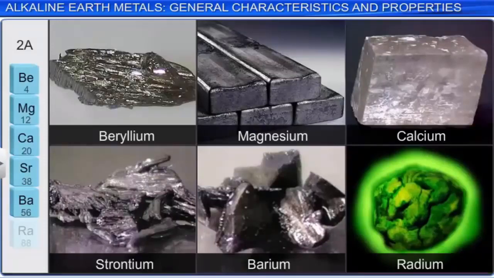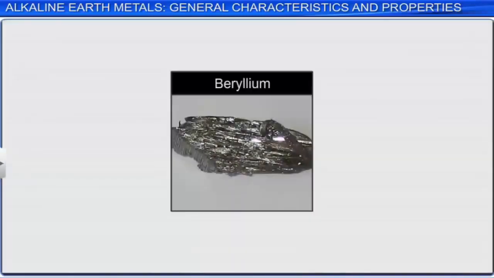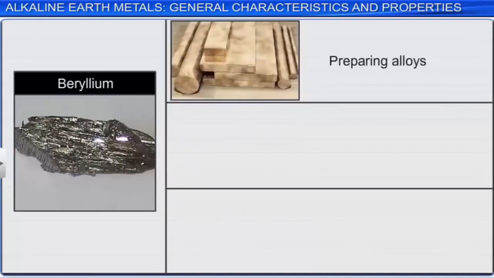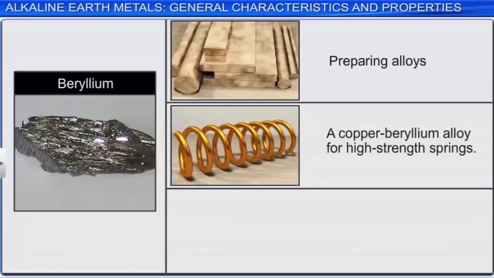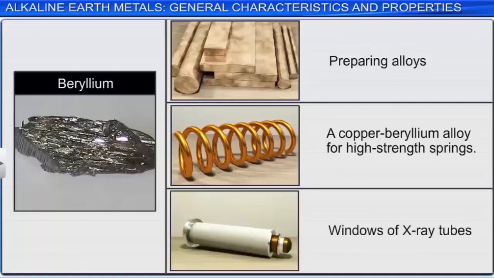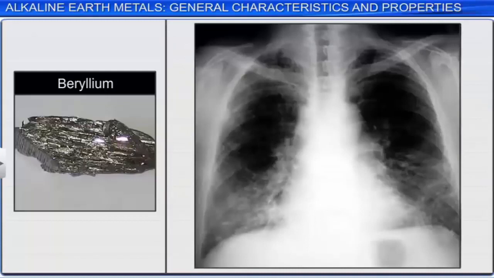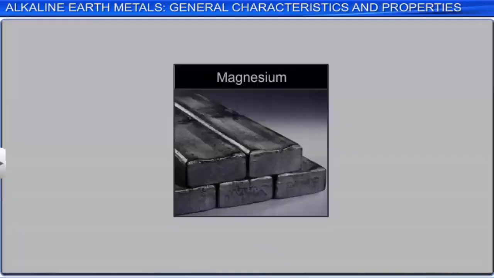The alkaline earth metals are used for a variety of purposes. We'll wrap up this module with an overview of the uses of these metals. Beryllium is used in many industries. It is used to prepare several alloys. The copper beryllium alloy is used to manufacture high-strength springs. Metallic beryllium is used for the windows of X-ray tubes. The inhalation of beryllium dust, vapor, or its compounds can cause berylliosis, a serious form of metal poisoning.